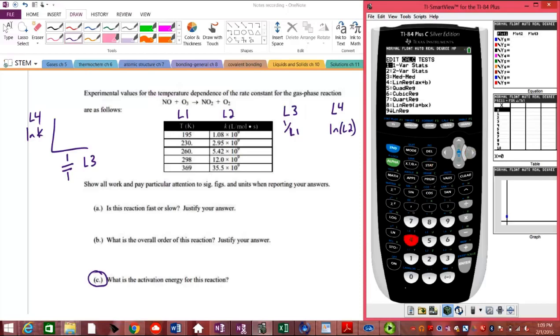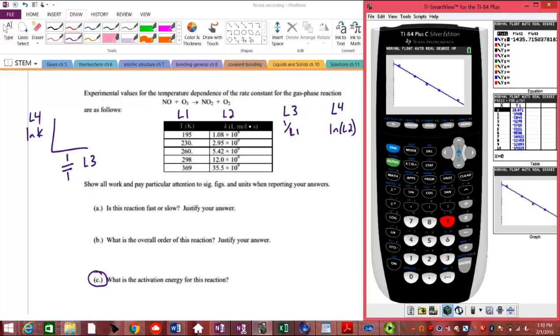Stat calc 4, so linear regression. And we need list 3 as our X, list 4 as our Y. We can store our equation in Vars, Y-Vars, Function, Y1, and calculate. Since we turned our diagnostics on the other day, we can check our R value, 0.997. We know that's a good linear fit. We can hit graph and look at our graph. And when we can't see our graph, zoom 9. And look at that. We've got a really nice best fit line.